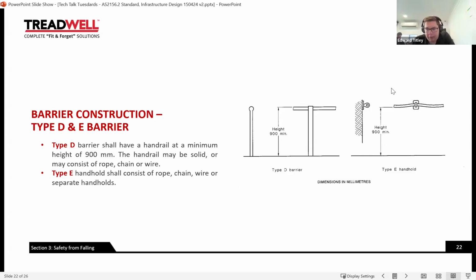Or a type E is what we're referring to as a handhold, which may not necessarily be continuous. Could be separate handholds, or we could have rope, chain, or wire once again, and we could mount that to a wall or rock face or something along those lines, but just as a means to hold on.